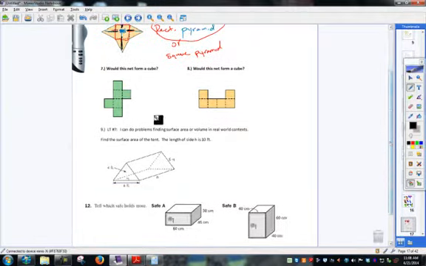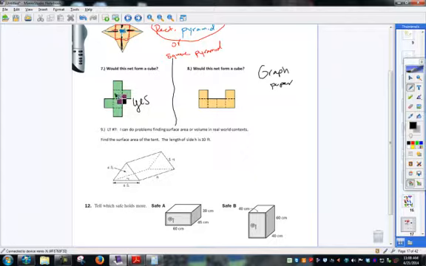Would this net form a cube? Again, guys, this is on the test tomorrow. I'm going to have graph paper. Remember what we did when I had a little camera, the IPEVO, and I was drawing them on graph paper, and then I was trying to fold them up. You can absolutely use that skill tomorrow. This one would be absolutely yes.